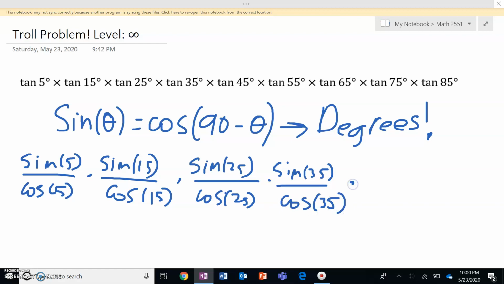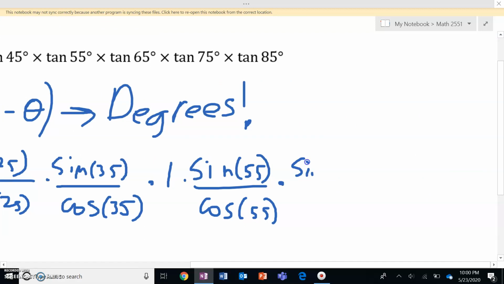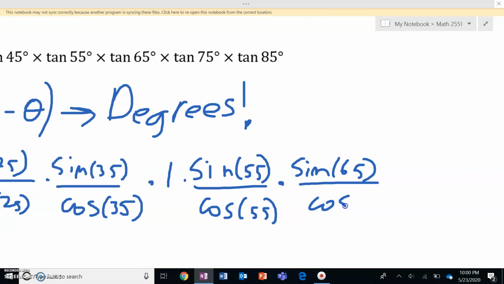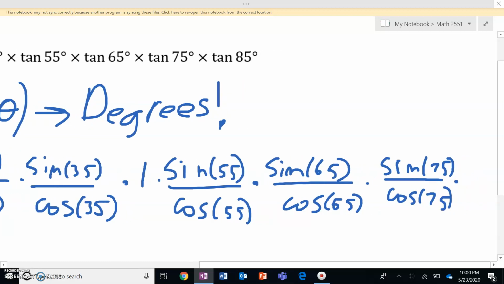And now I'm not going to break this term up because I know the tangent of 45 degrees is 1, multiplied by the sine of 55 over the cosine of 55, multiplied by the same sine of 65 over the cosine of 65, and then 75, 85, and so on. But I'm just going to write them all out right now. This is the 75, and we're almost there. There we are, that's the last one.